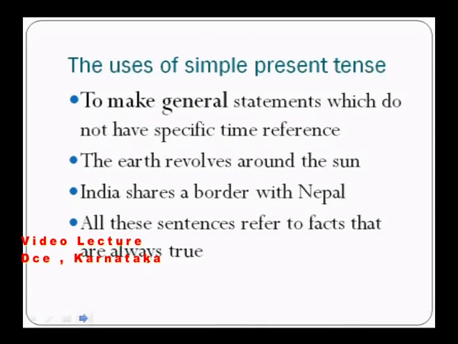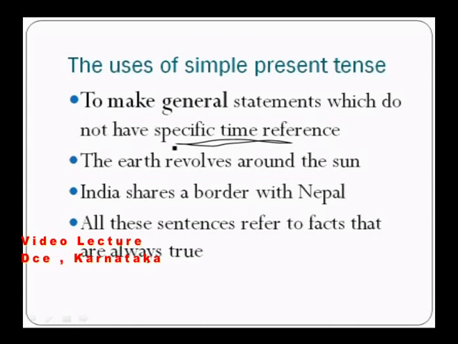Now, what are the uses of simple present tense? To make general statements which do not have a specific time reference. To make statements. What are the statements? No specific time reference at all. It doesn't have a specific time reference. This is the first way you can use present simple tense or simple present tense.